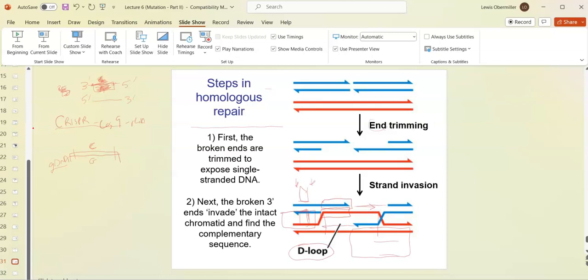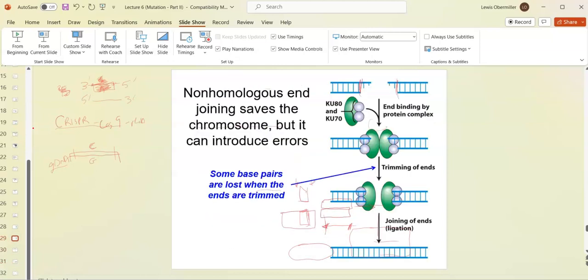And then again, this is going to use the sister chromatid strand as well. So in the end, because it's using its exact copy strand as a guide, then there shouldn't be any mispairings made or any mutations introduced like it would be here.